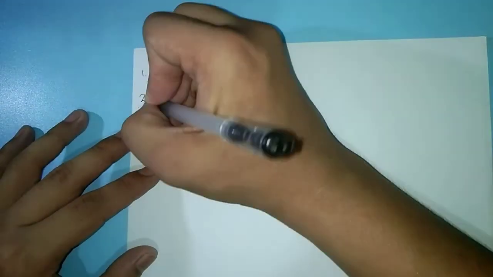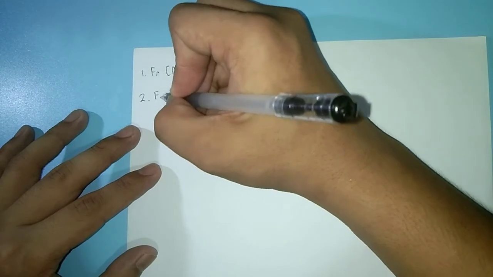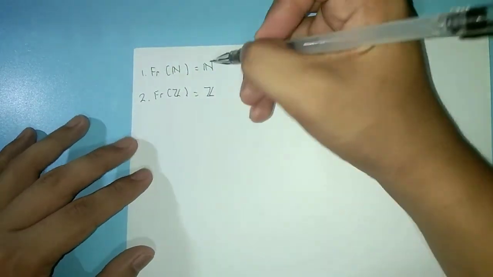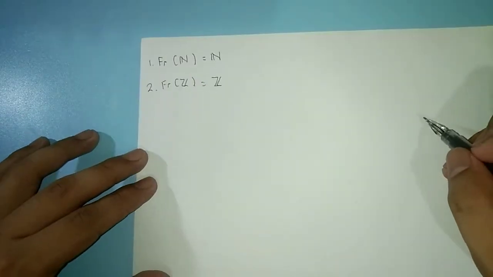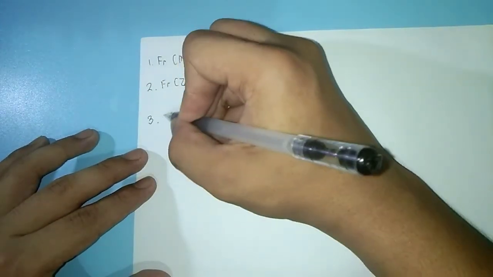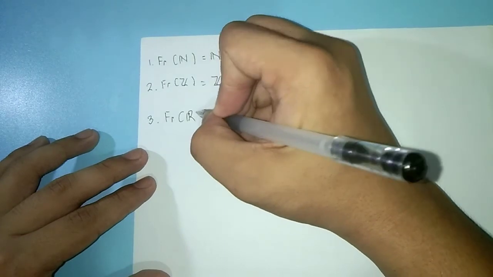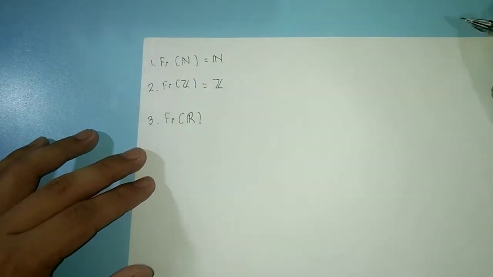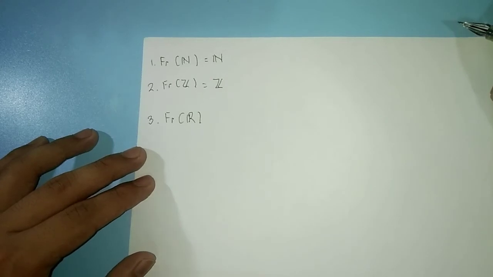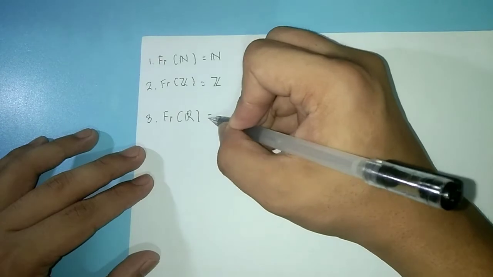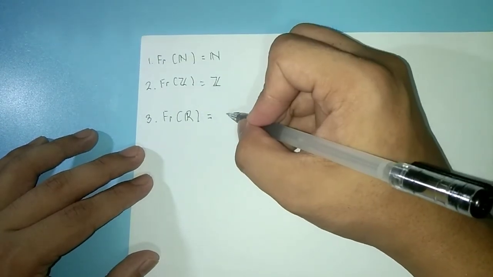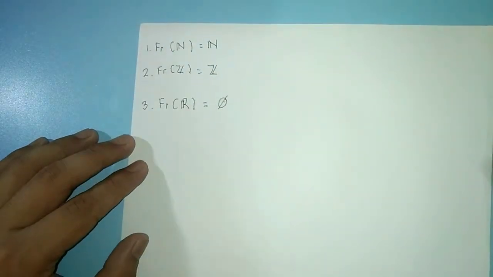Then same reason sa ating set of integers. Yung frontier ng set of integers ay yung set of integers mismo. Then how about yung frontier ng set of real numbers? So since lahat ng elements ng set of real numbers ay interior, imposible na maging frontier yung lahat ng elements ng R. So ibig sabihin, frontier niya same sa exterior, empty set.